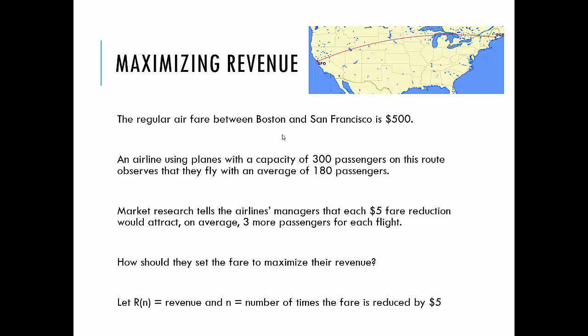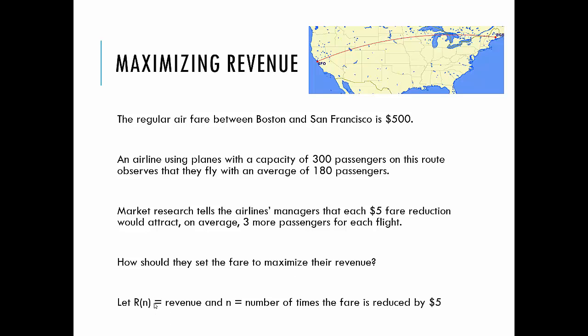Let's look at an application of maximizing revenue. The regular airfare from Boston to San Francisco is $500. An airline using planes with a capacity, so the most they can get on the plane is 300 passengers, observes that they are only averaging about 180 passengers. So as you can see, they're below capacity. Market research tells the airline's managers that each $5 fare reduction would attract on average 3 more passengers for each flight. How should they set the fare to maximize their revenue?